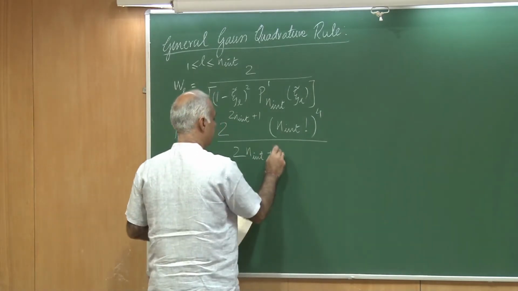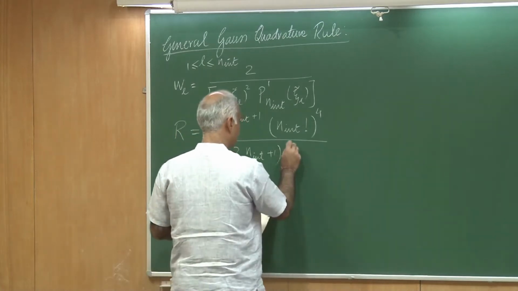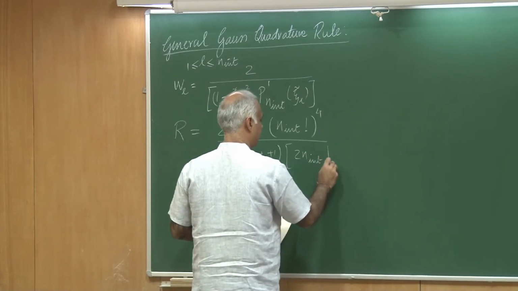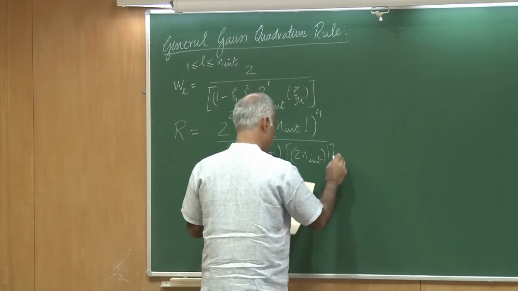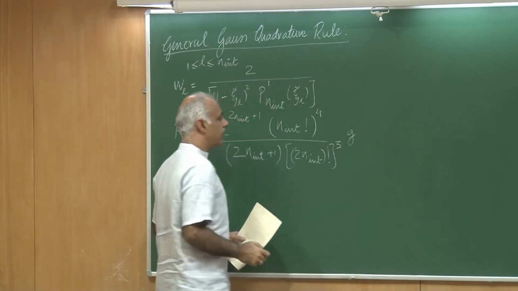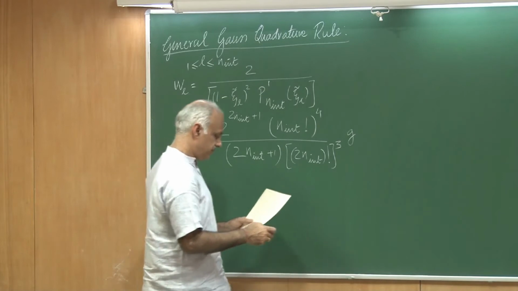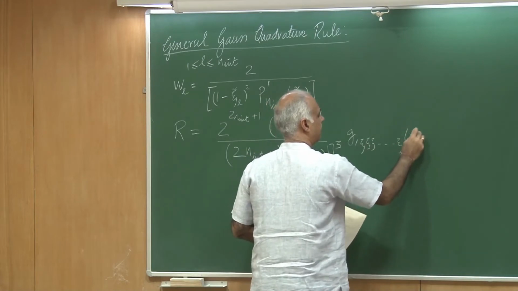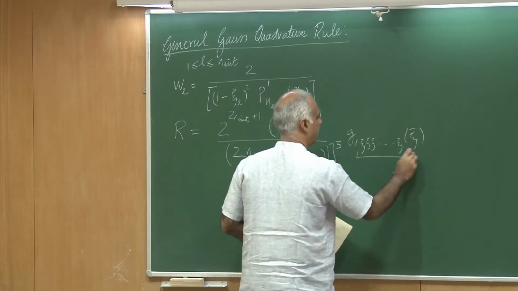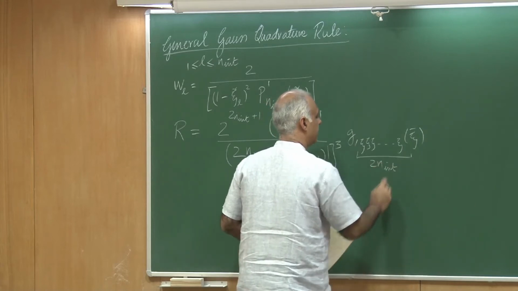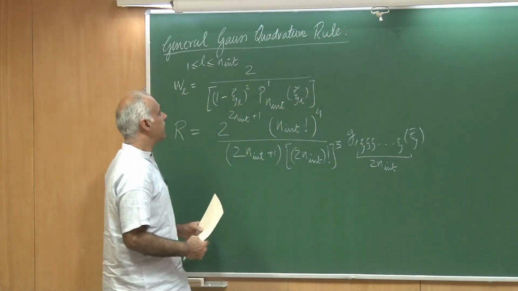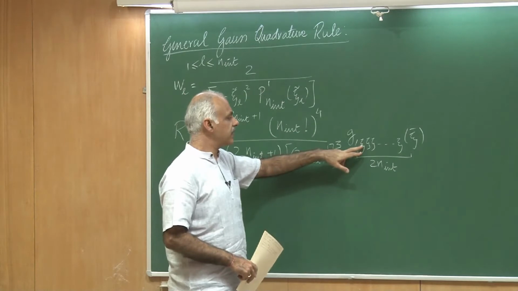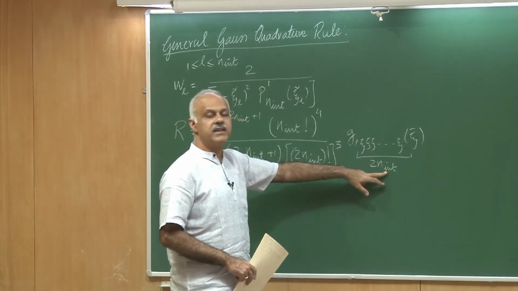n int plus 1, and then the factorial of twice n int raised to the 3, and we are talking about the derivative, g comma xi xi xi xi of xi bar, and this is 2n int. Because we are using n int quadrature points, in the error we are going to get the derivative which is of the order 2n int. Okay.